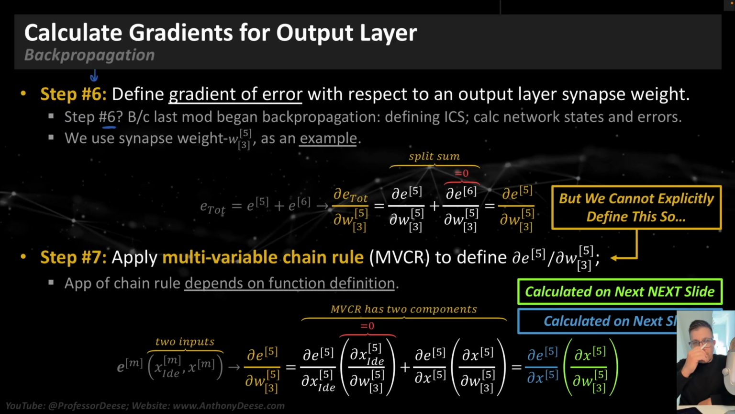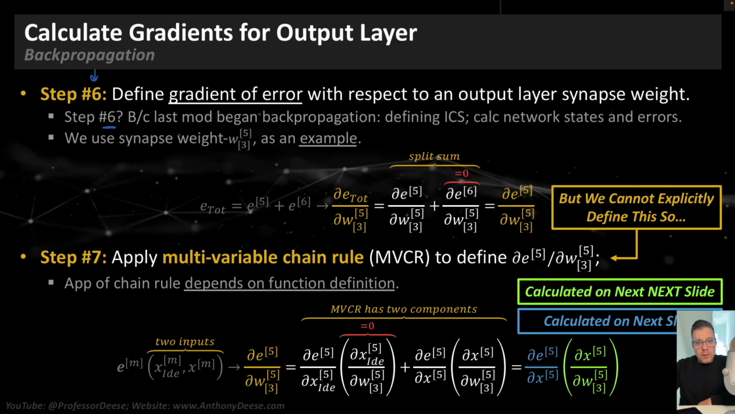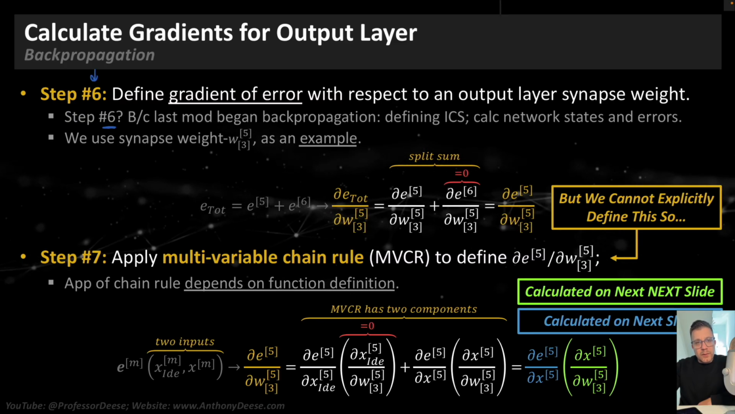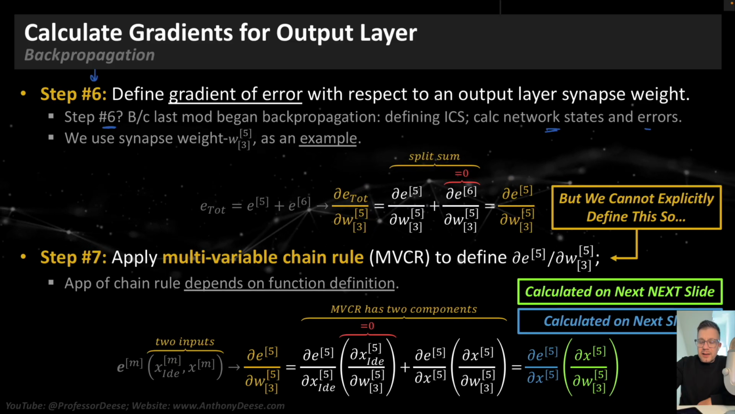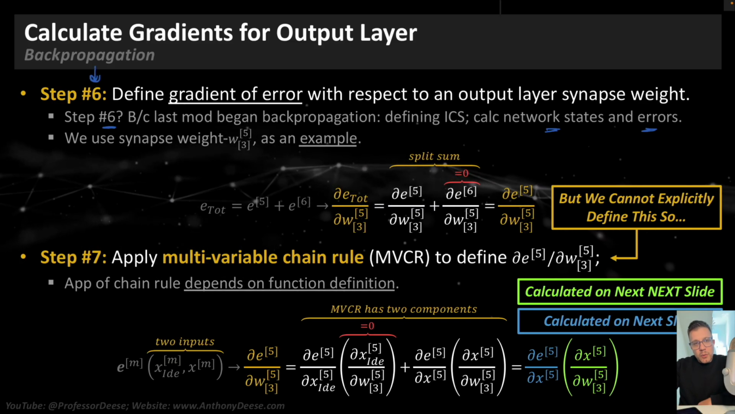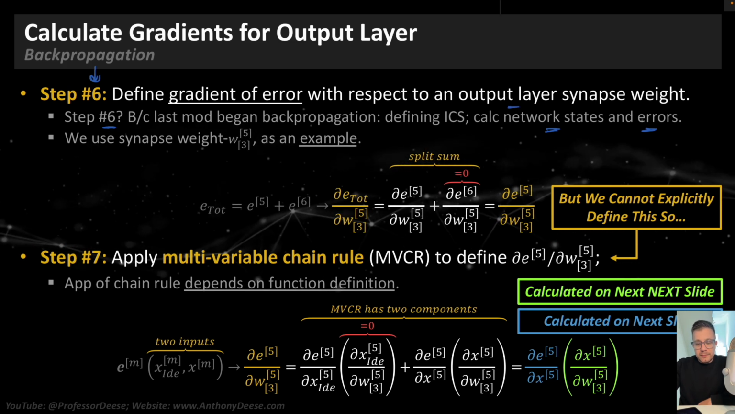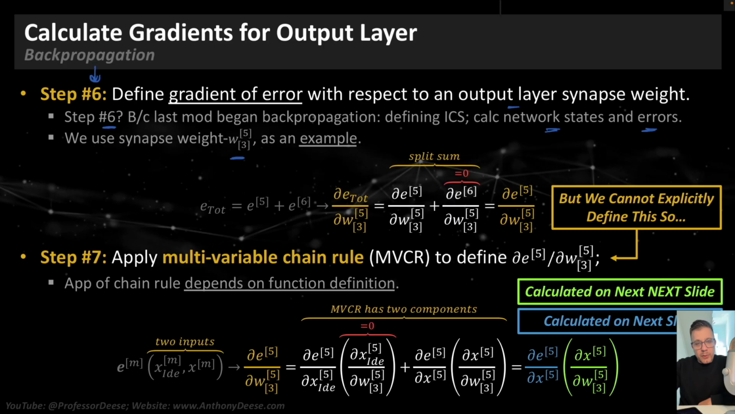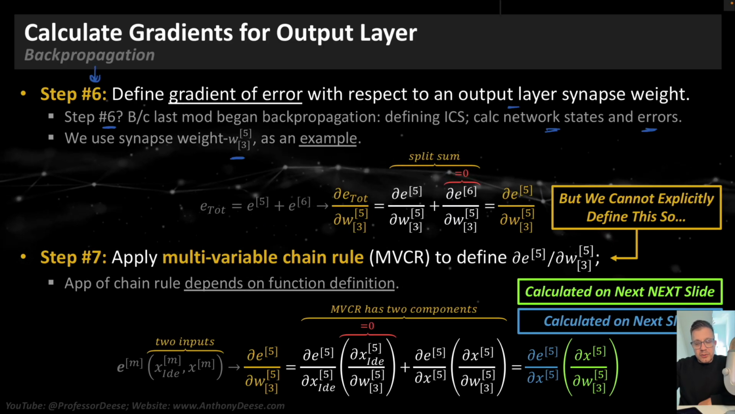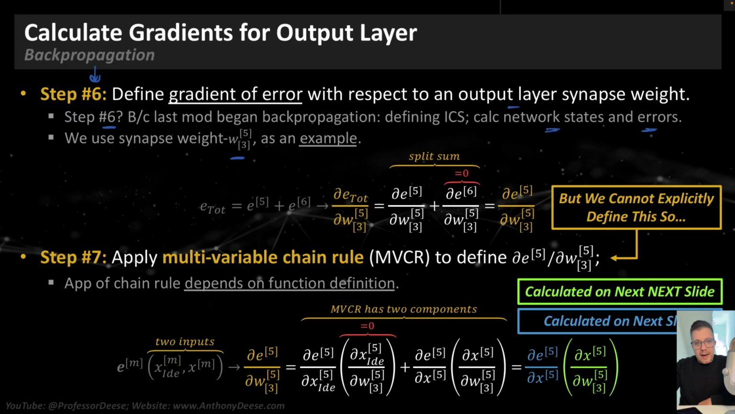It defined the example we're going to use, it defined the neural network model, it defined the initial conditions of all the synapse weights, and it performed what we call the forward pass, which yielded all the network states and errors associated with a training data sample. Now in step number 6, we want to define the gradient of the total error with respect to an output layer synapse weight. We are going to employ synapse weight 3,5, the synapse weight that bridges nodes 3 and 5, as an example, and then later we can generalize that to all the synapse weights in the output layer.